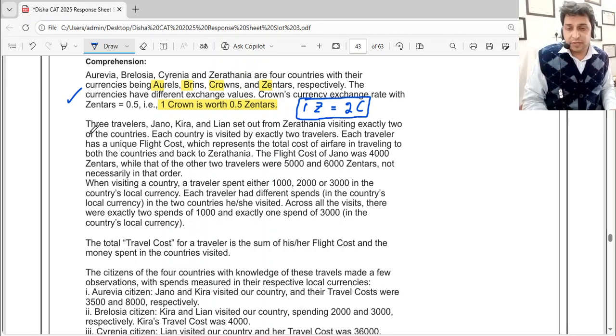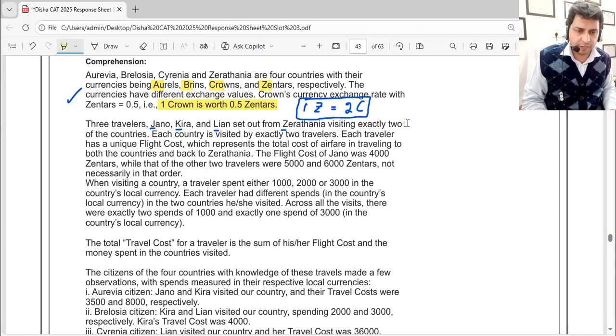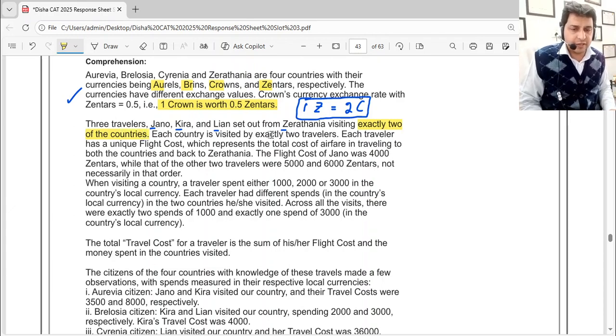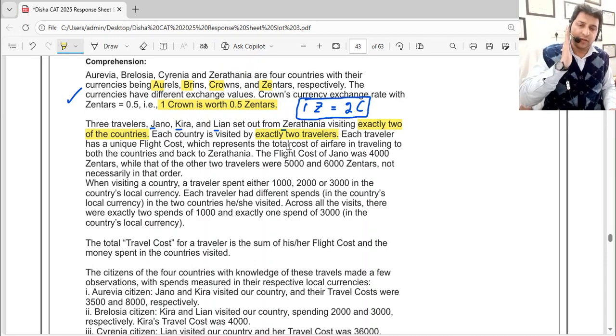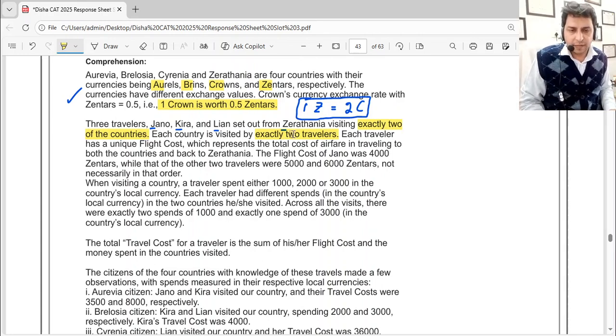This paragraph, I mean. Now 3 travelers J, K and L set out from Z and visit exactly 2 of the countries. Exactly 2 of the countries, another important information. Each country is visited by exactly 2 travelers. Again, another important information. What does it mean now? It means if we talk about Jano, J, he must have traveled either to A and B, or A and C, or B and C. Same goes for Kiro, same is true for Lian also.